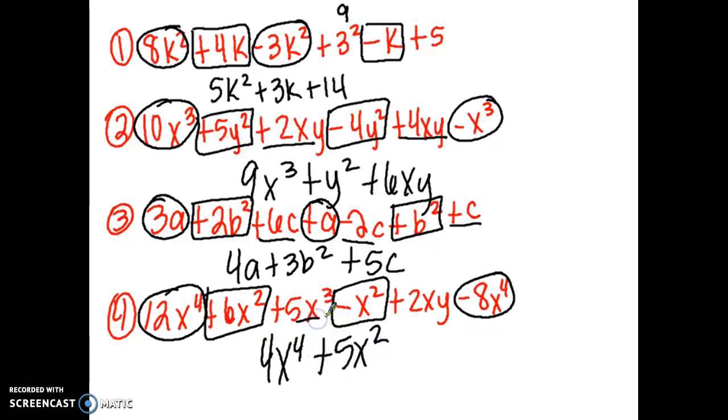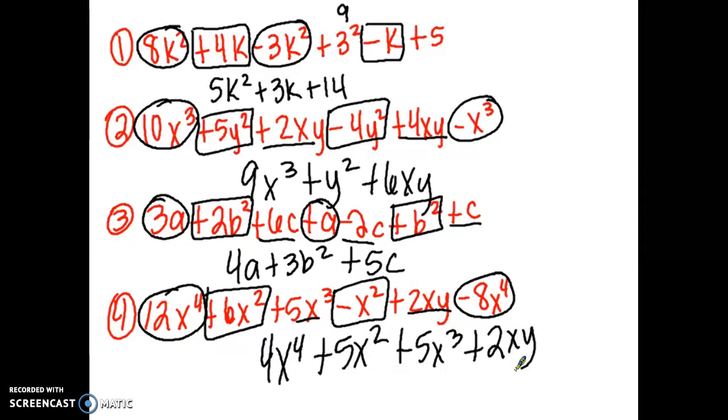And then I have 5x cubed. Nothing else has an x cubed, so I just write that down. And same thing with 2xy. Nothing else has an xy, so I just write that down. My answer is 4x to the 4th power plus 5x squared plus 5x to the third power plus 2xy.